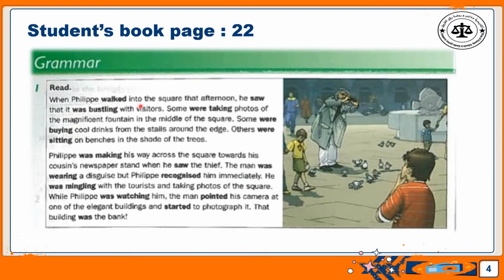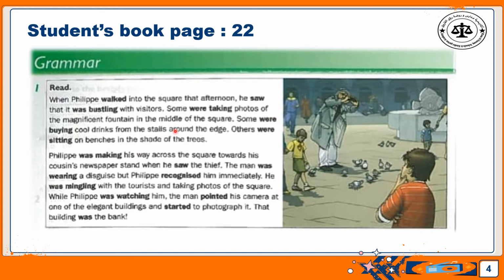When Philip walked into the square that afternoon, he saw that it was bustling with visitors. Some were taking photos of the magnificent fountain in the middle of the square. Some were buying cool drinks from the stalls around the edge. Others were sitting on benches in the shade of the trees.